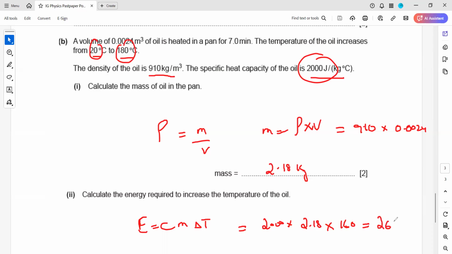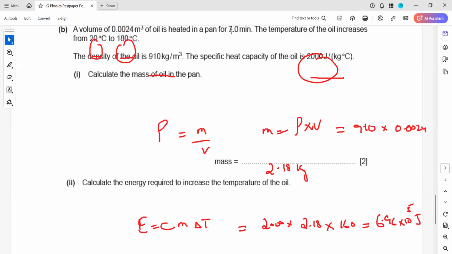The answer is 69.76 followed by 00, that is 697,600, which is 6.976 multiplied by 10 to the power of 5. Rounded off, 6.9 times 10 to the power 5. Last, we need the power.